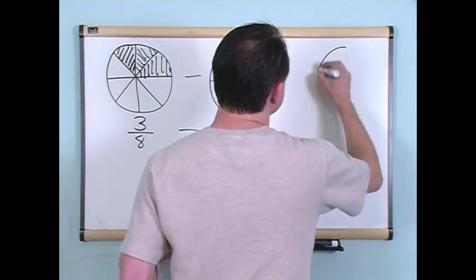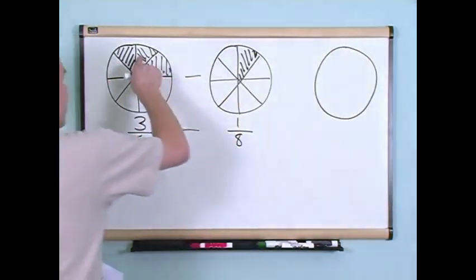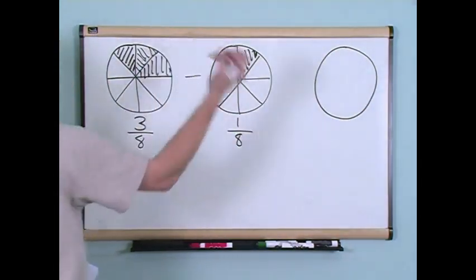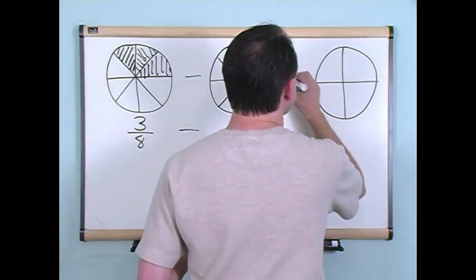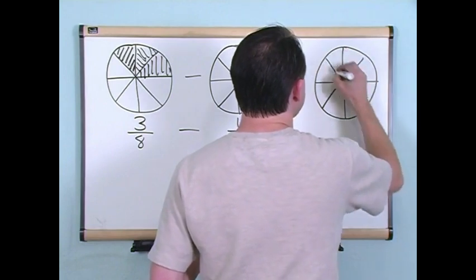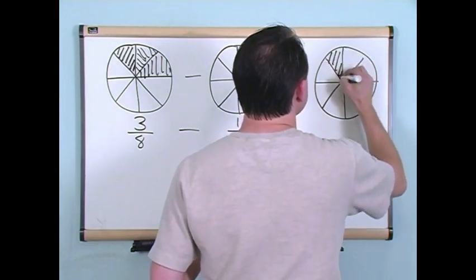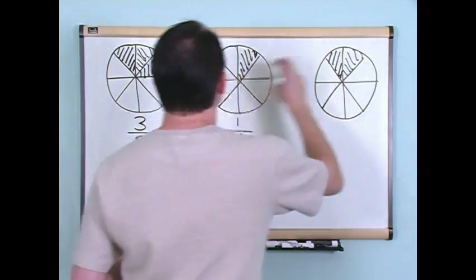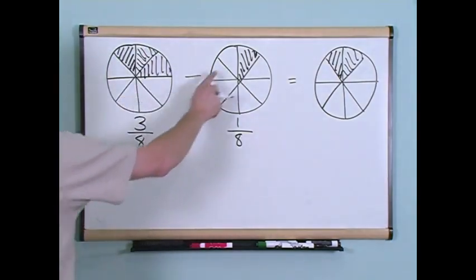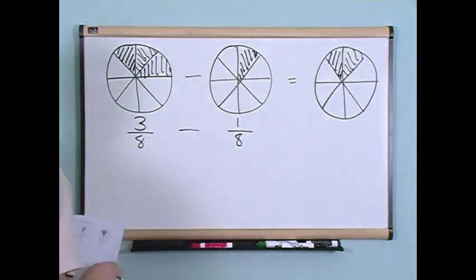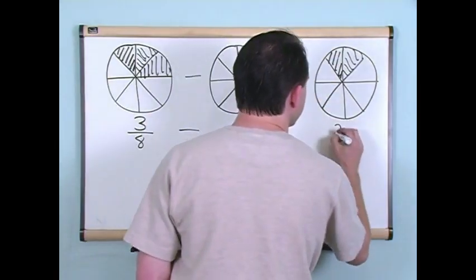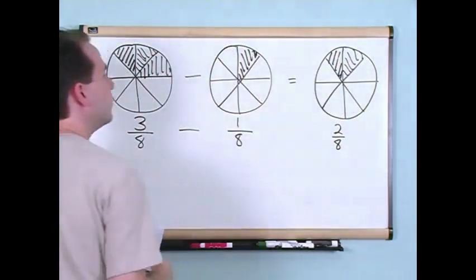Let's go ahead and draw it. If I had 3 pieces out of 8, and then I take 1 piece away, I'm only going to have 2 pieces left. So in the end, what I'm going to have in my picture is 2 pieces left. Because I started with 3 pieces out of 8, and I took 1 away. I subtracted this one out, and so I only have 2 left. So what is this fraction? This is 2/8. 2 pieces out of 8.